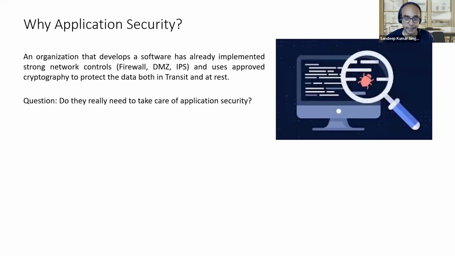So why application security? An organization that develops software has already implemented strong network controls, right? Firewall, DMZ, IPS, and they're using, say, very strong cryptography to protect data both in transit and at rest. Do they really need to take care of application security? What is the need? Because we have already done firewall, DMZ, IPS, antiviruses installed on all the systems, right? And we are making very good use of cryptography. Now, the question is, do we really need to do anything in application security?